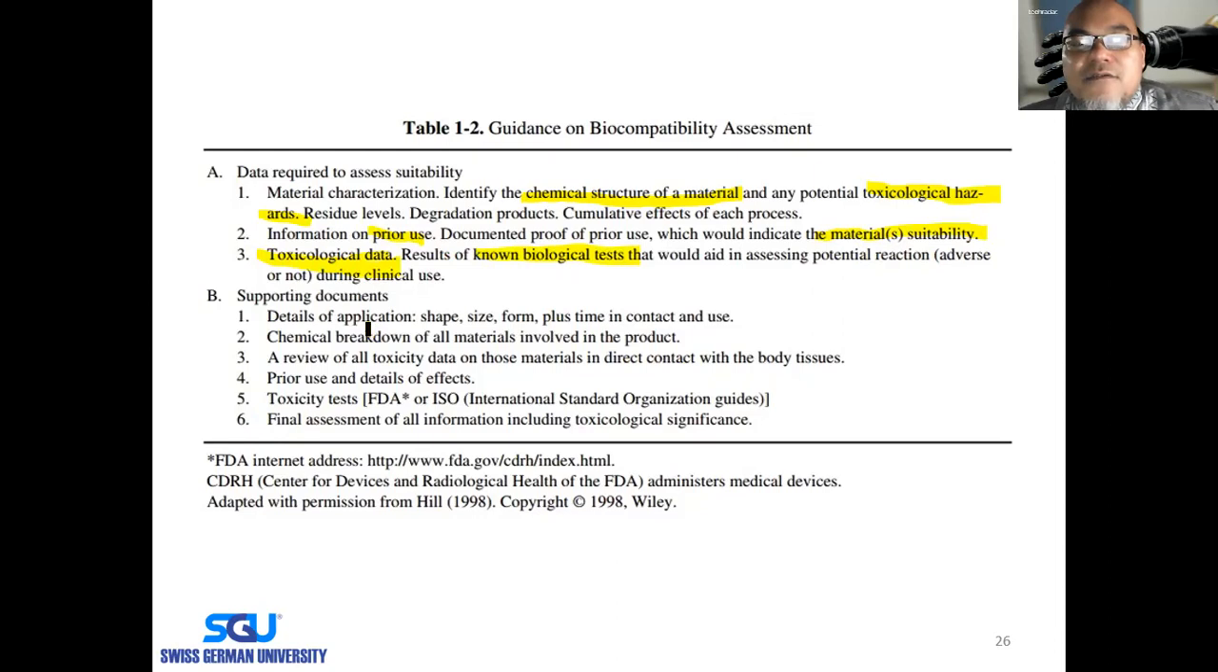Then it is supported with other documents like the shape, size, form, time in contact, and chemical breakdown, with all toxicity data on this material when it is in direct contact with body tissue. Again, prior use and any details of the effects. Then toxicity tests. This applies to devices, and also drugs actually, but we are more concerned with devices. If it is a drug, it is the concern of the pharmaceutical engineer. But as biomedical engineers, we are concerned with devices. Any device implanted into our body, you have to do preclinical tests and clinical tests to know its biocompatibility inside our body.